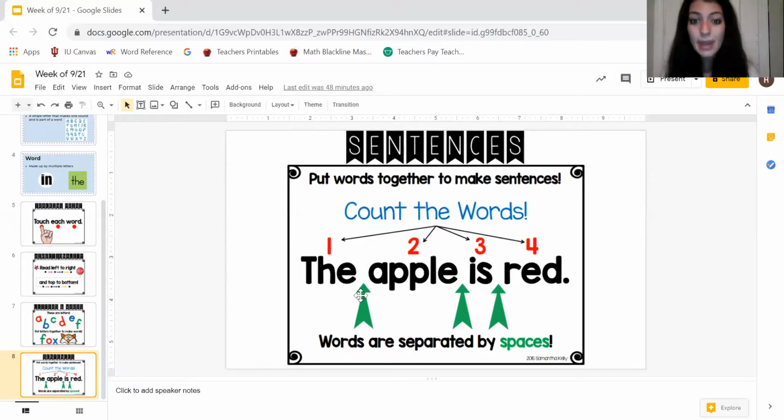We separate words by spaces so that we know where words begin and end. The space, apple, space, is, space, red. Awesome, scholars. Now that we're done looking at our important words and what we can do after this lesson and all of our important anchor charts, we're going to go ahead and get started with our reading.